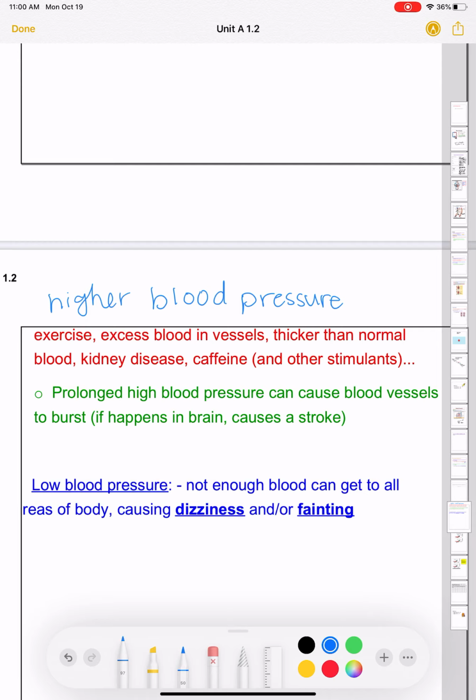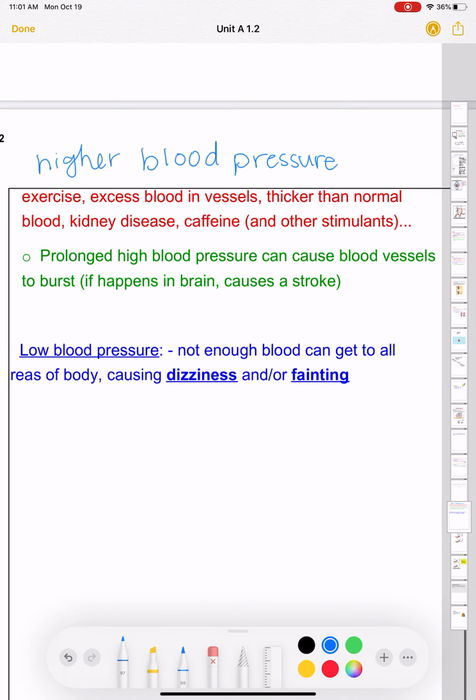Low blood pressure means not enough blood can get to all of the areas of your body, and this can cause dizziness and fainting. For me, I often have dizziness because I think that my blood pressure is actually normal or lower because of the medication that I take. It ends up making me have low blood pressure, which makes me feel pretty dizzy. So this is definitely for feeling faint. You might have lower blood pressure, and it's good to just take a break to try and level out your blood pressure.